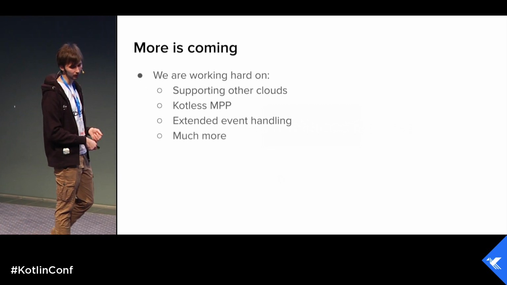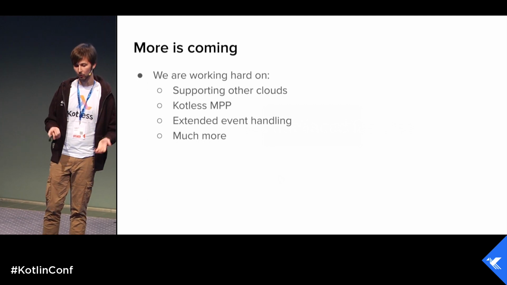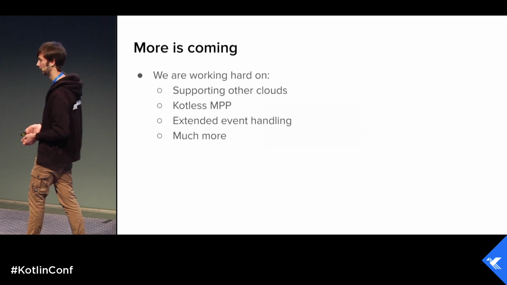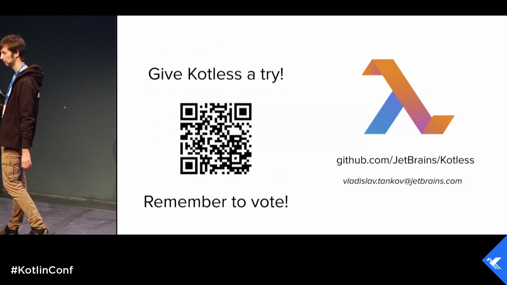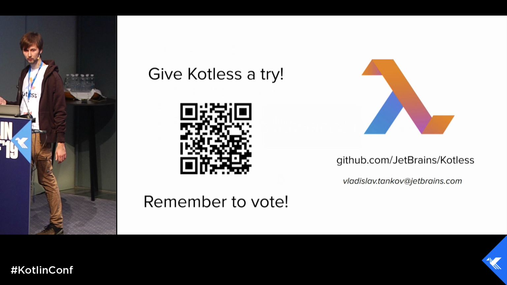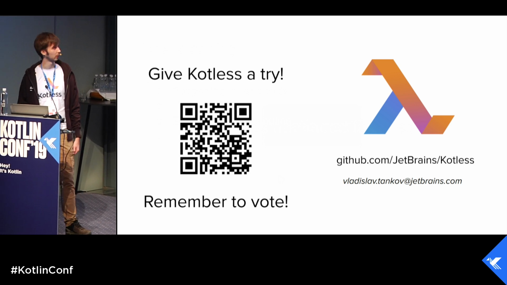The work on performance, the work on other things. For example, we've been thinking about performance from the start, so we have auto-warming of lambdas, our lambdas are optimized by size, and so on. This is practically all I wanted to say about Kotless and its state right now.